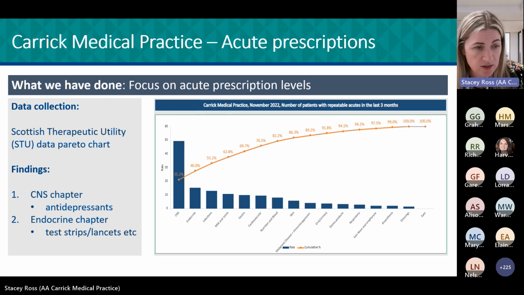This here's just a little visual showing that the first one there is our CNS chapter. So that showed that it was definitely something we had to focus on. And the next one was endocrine, which we found was a lot of items that didn't have to go on acute, such as test strips, lancets, sharps boxes. So now we've got an operating procedure whereby our admin staff just automatically move anything that's been inadvertently put onto acutes.